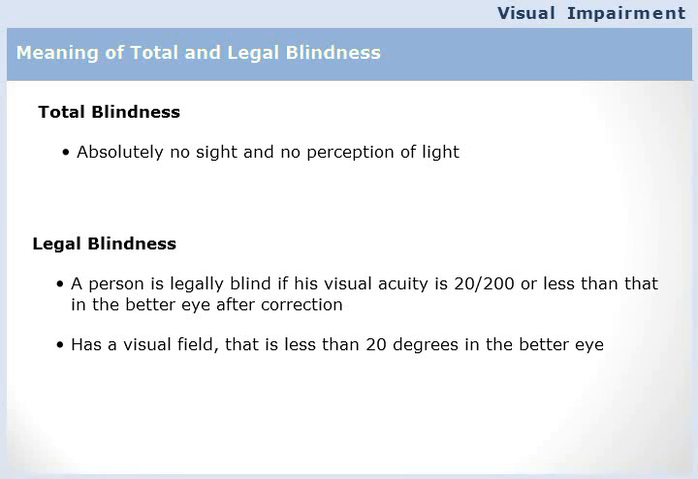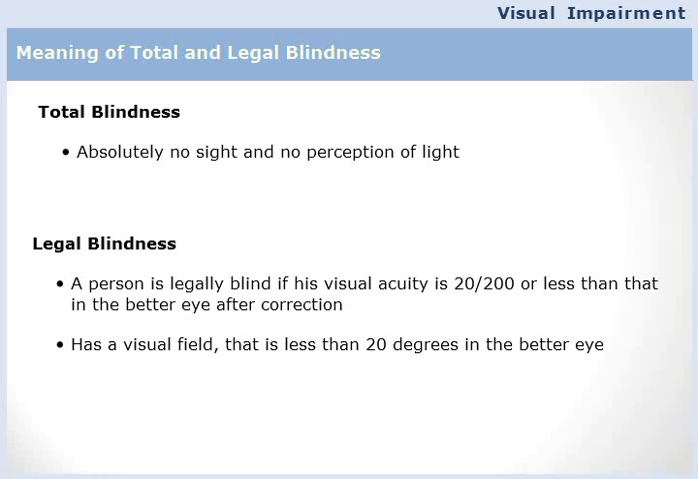Generally, people think that anybody who's visually impaired is totally blind, but that is not the case. Total blindness is one type of visual impairment when there is no sight and no perception of light. We have people who have a visual acuity of 20 by 200 or less than that and a visual field of 20 degrees or less. They are called legally blind. A commonly used term for a visually impaired person is legal blindness.